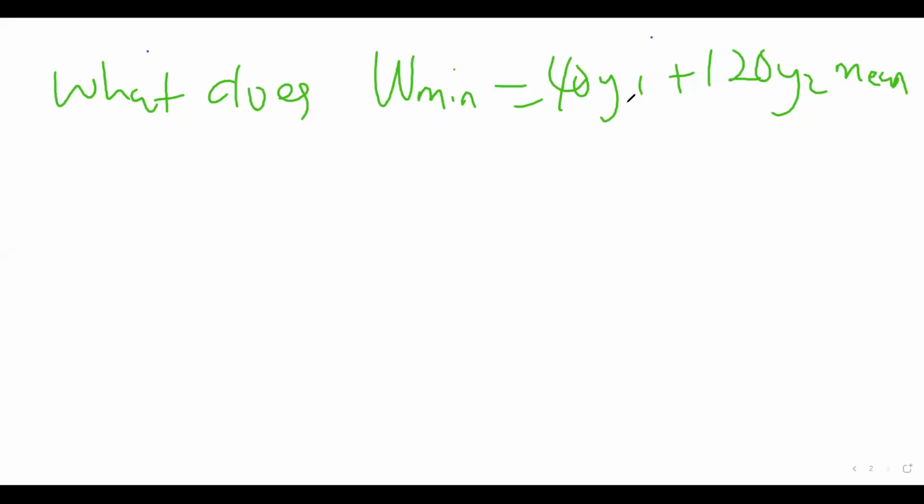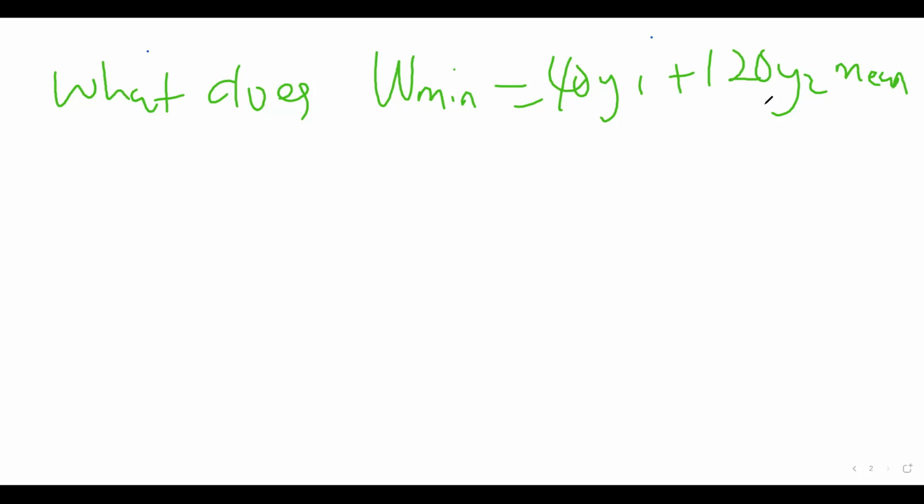So the meaning of the 40Y1 and the 120Y2 comes from the way you understand this very example. Y1 is the price you pay for using 1 hour of labor, and Y2 is the price you pay for using a gallon of milk. So the 40Y1 will be the total price you pay for using all of the labor. And then 120Y2 is the total price you pay for using all of the gallons of milk, remember?